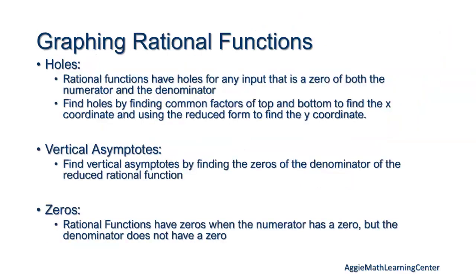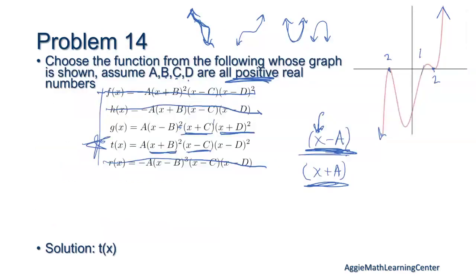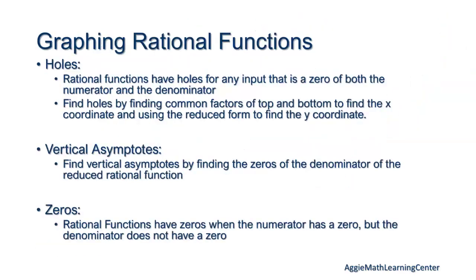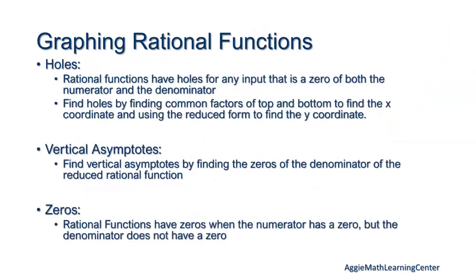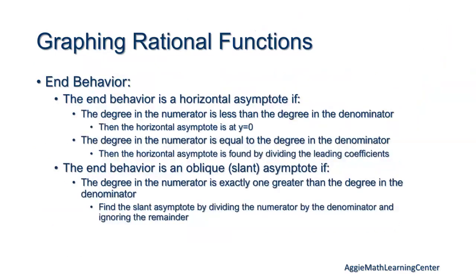Now we're going to talk about graphing them. Part 2. We have to take note of all these things. There could be holes, vertical asymptotes, zeros, and then the end behavior is important as well.